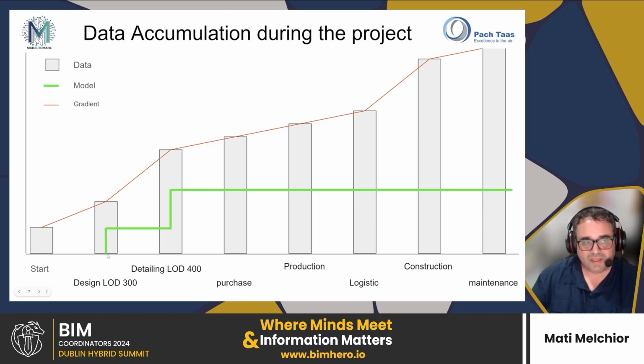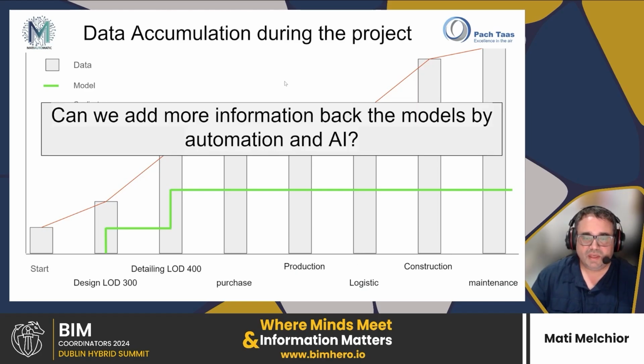Now, what we see here, the green line, this is the information that is in the model. On one side, we have information that starts in the detailing, maybe a little before, in the design, then continues to the detailing, and then it's almost the same information and it keeps like this. On the other side, we have the real data that is accumulated during the project: the start, LOD 300, LOD 400, the purchase, production, logistics, and of course the construction installation, and then maintenance. And we can see that there is some gap, okay?